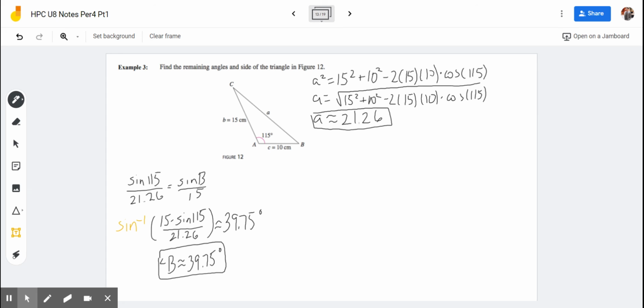And then you can find angle C, same way, right? Angle C is equal to 180 minus angle B and angle A added together. If you don't have to set up another law of sines or a law of cosines, let's just skip straight to the easiest way to do it, and it'll be 25.25 degrees. All right, those are three examples using the law of cosines.